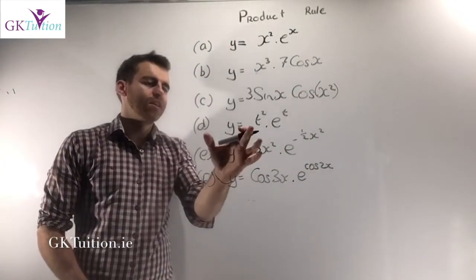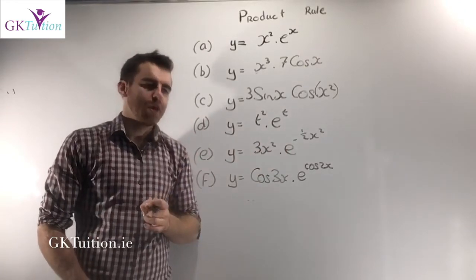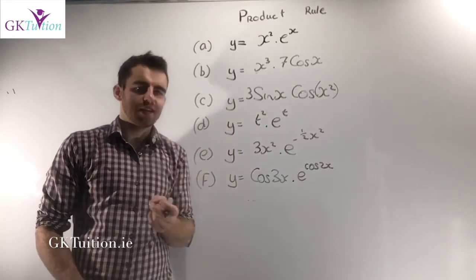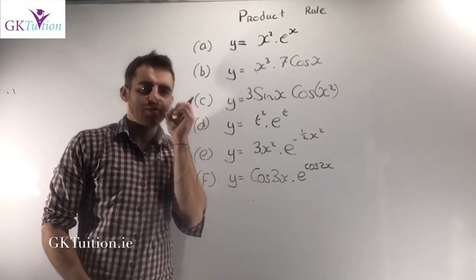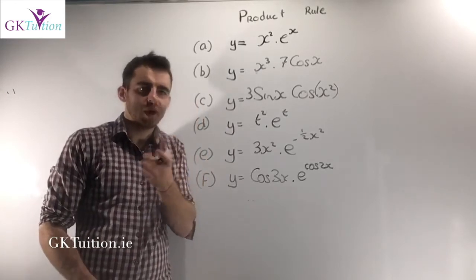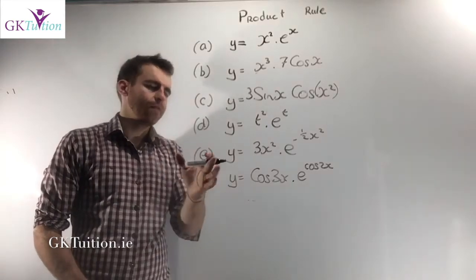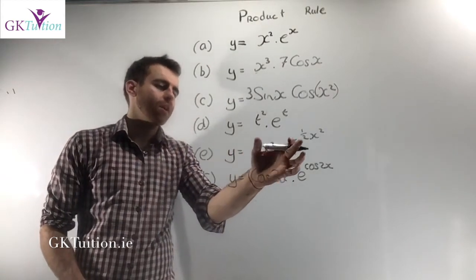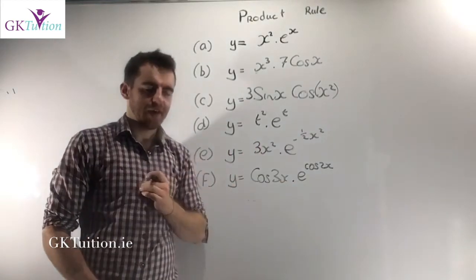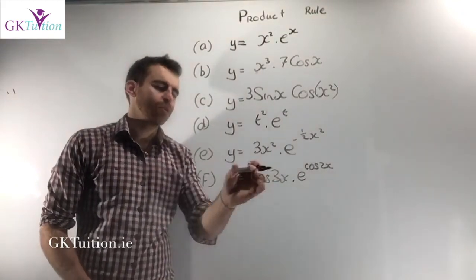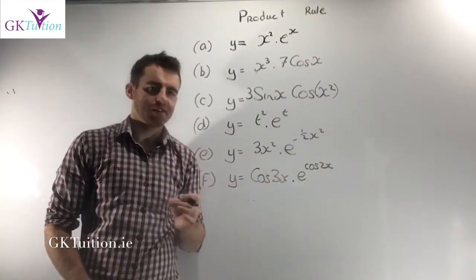The fourth one is t squared e to the t. Since I'm using a t rather than an x, rather than calling your derivative dy dx, you're just going to call it dy dt. Because instead of an x, I'm using a t. The fifth one is 3x squared by e to the minus a half x squared. And the sixth one is cos 3x by e to the cos 2x.